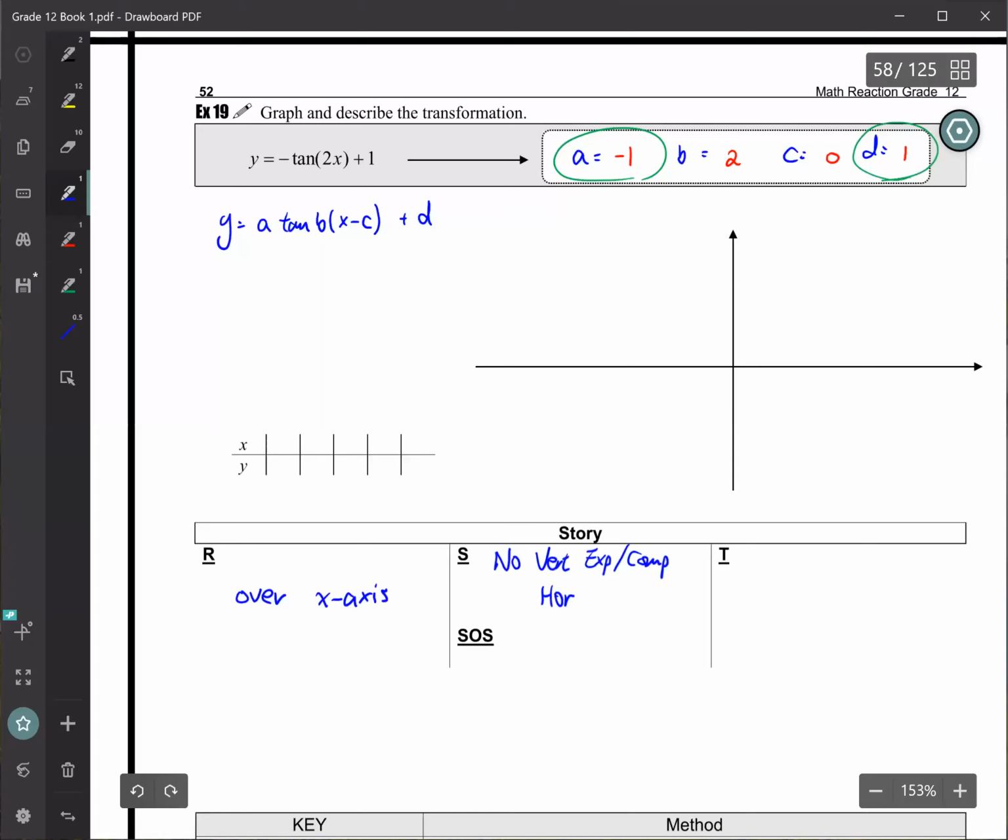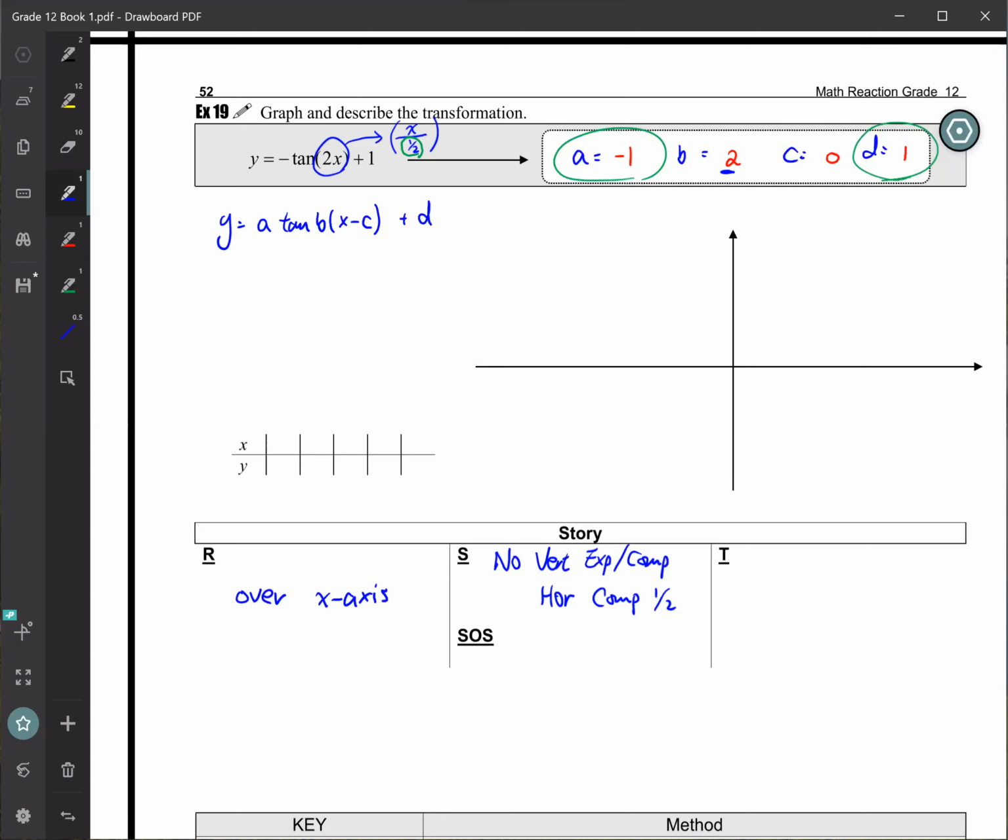Think about the 2. If you have 2x, you can write it as x over half. Do you remember this part, Cindy? When we write it in story form, you have to move the number underneath. Then that number will be the number you use to describe. You see a half, so it's actually horizontal compressed by half. Of course that will affect the period.